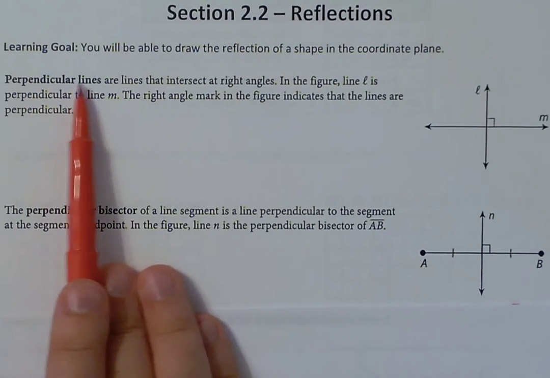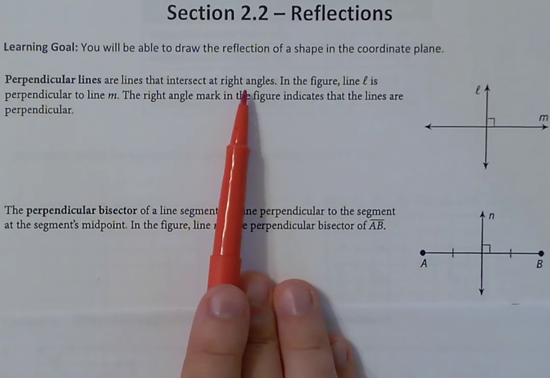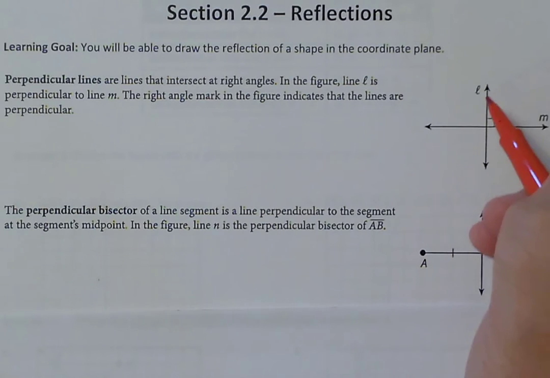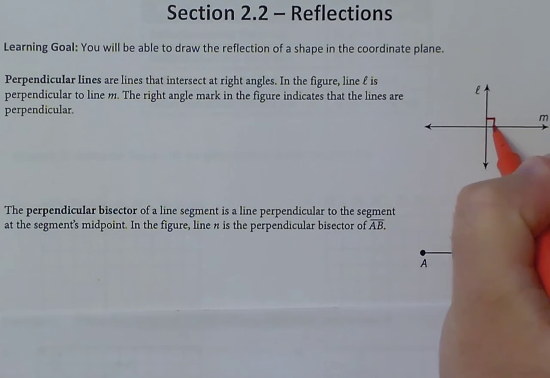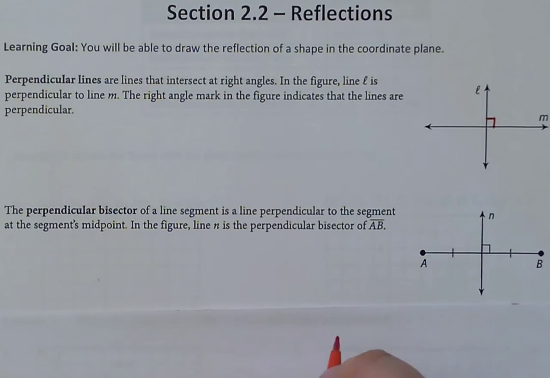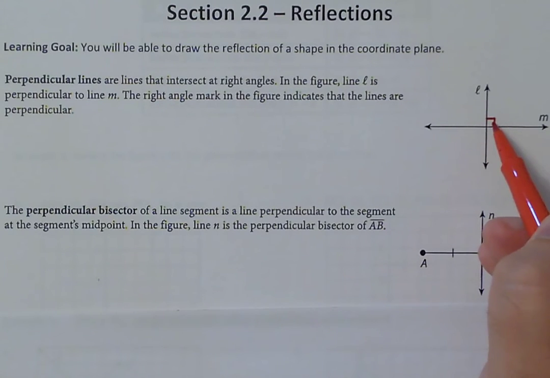So perpendicular lines are lines that intersect at a right angle. So lines L and M are perpendicular because they cross at a right angle, or 90 degrees. So these two lines are perpendicular. It forms a 90-degree angle, as indicated by the right angle mark.